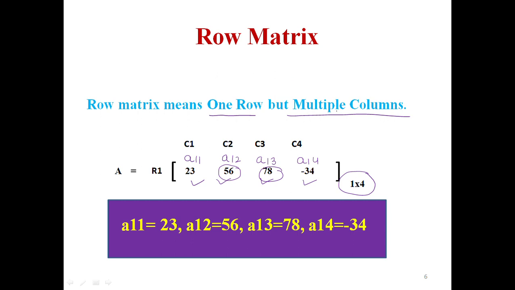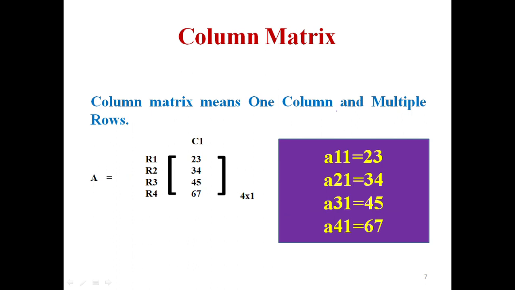Now I am going to discuss about column matrix. Column matrix means only one column and multiple rows. For example, A is equal to 23, 34, 45, 67. 23 is row first, 34 row second, 45 row third and 67 row 4, and column is only one, that is C1, and order of matrix is 4 by 1.